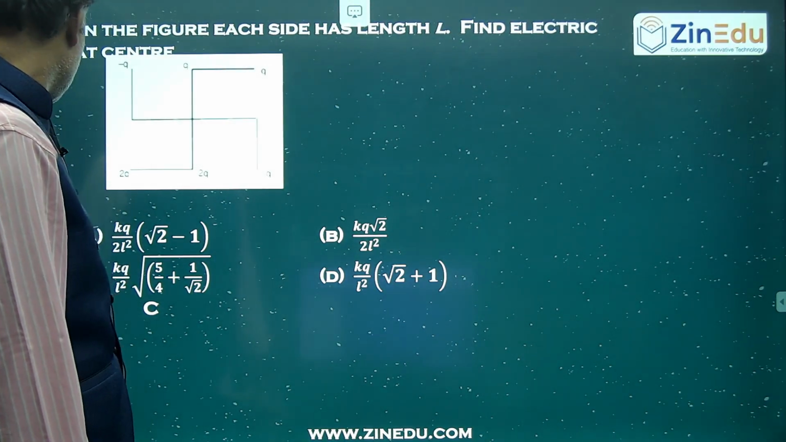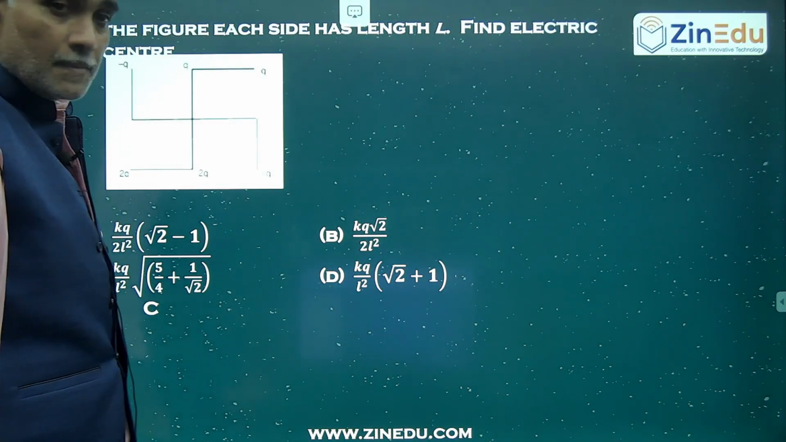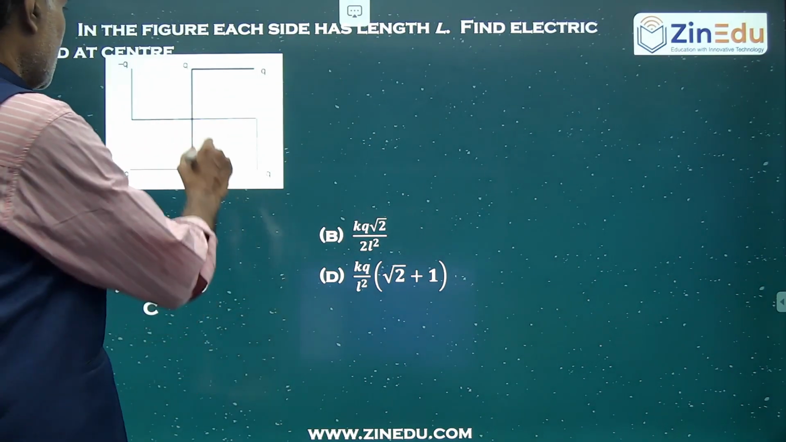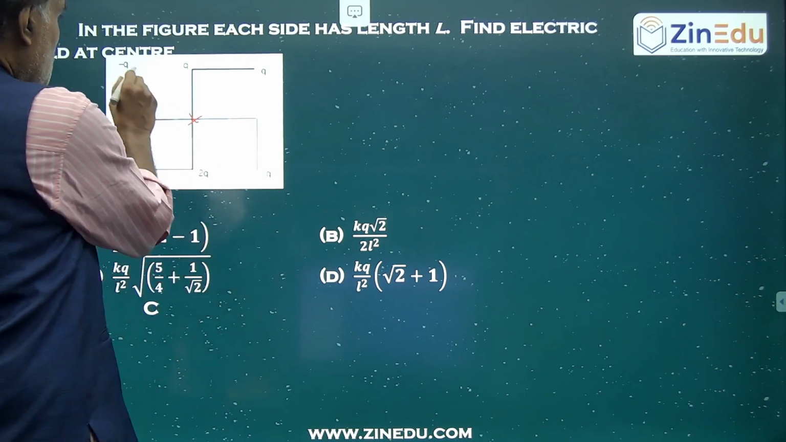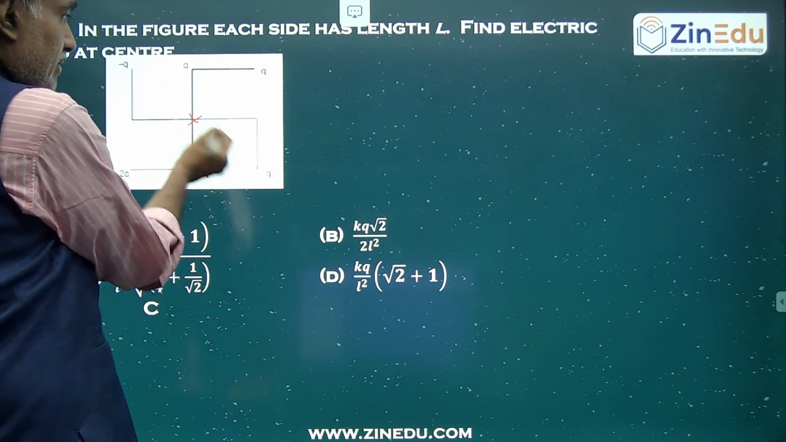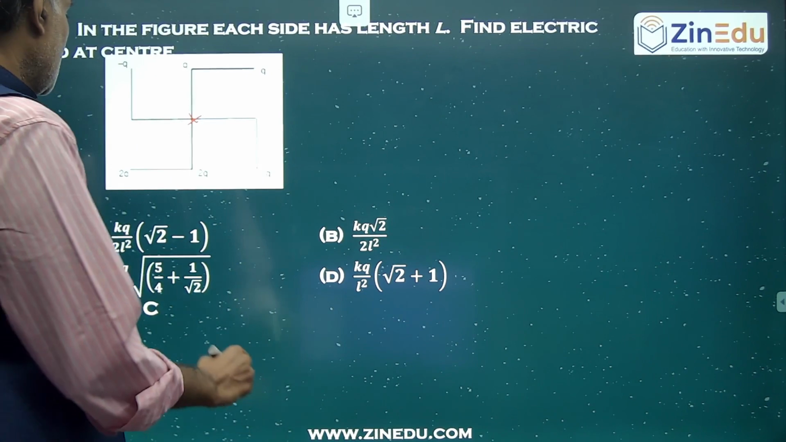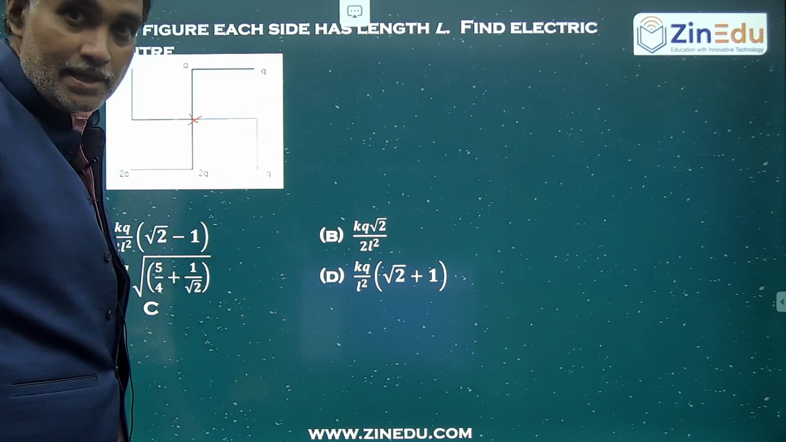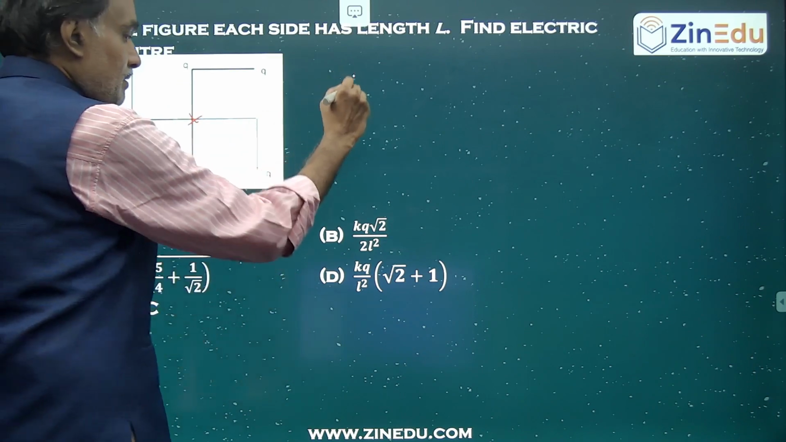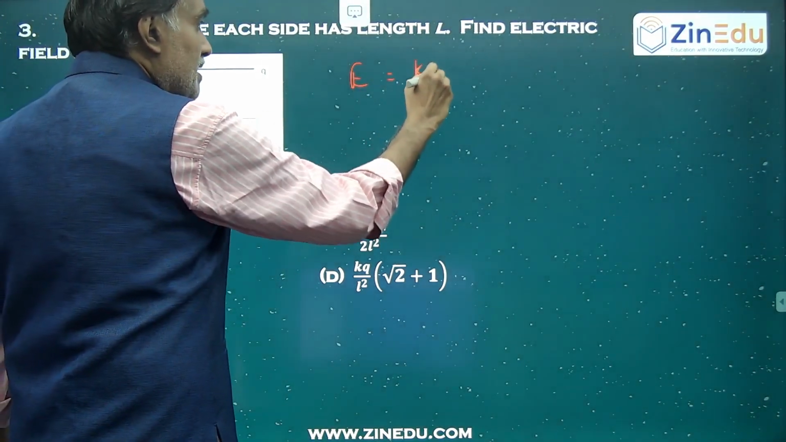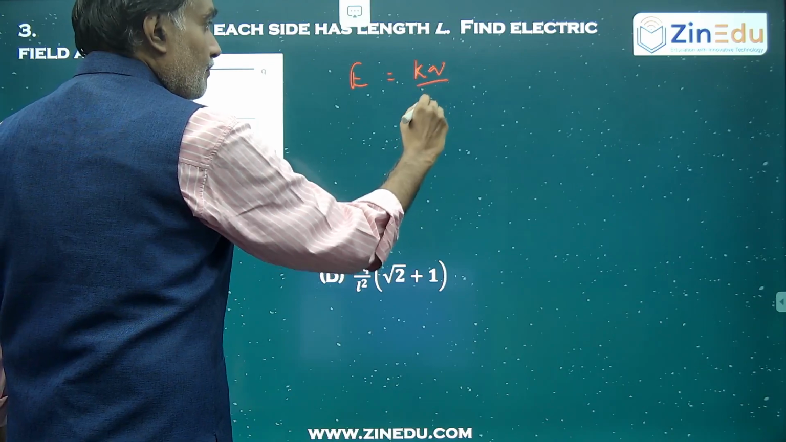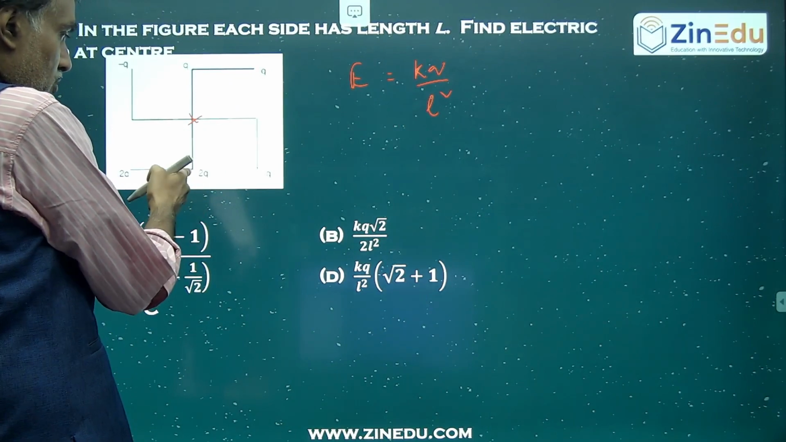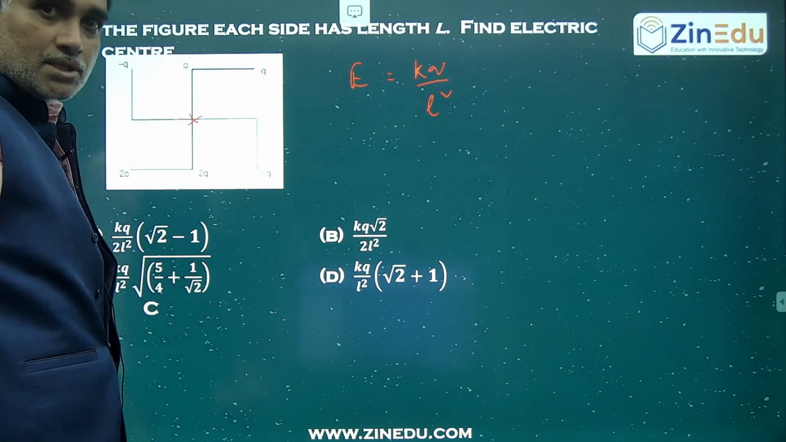Third question. The configuration has a side length L; find the electric field at the center. Now the electric field due to these will be 0 because they are equidistant and have the same charges. Similarly, due to Q, I am assuming the electric field is E, let us say. What is E? kQ by L square. So due to this, the electric field will be E downwards. Due to this, it will be 2E upwards because the charge is 2Q.